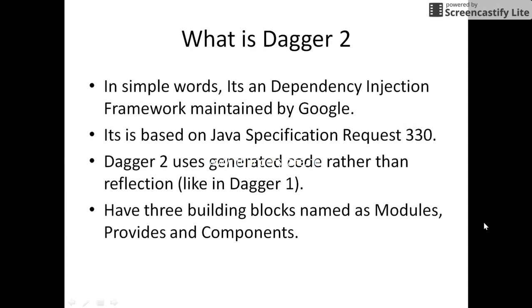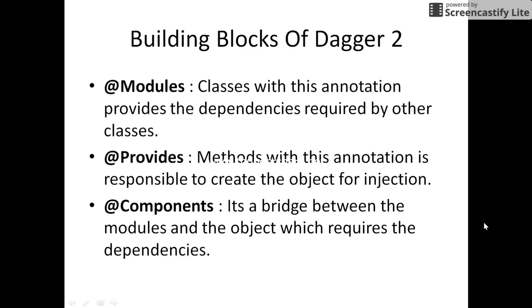Alright, the last point: Dagger 2 has three building blocks named module, provides and component, and I will definitely explain all of them in detail so you clearly understand how Dagger 2 works in general. So the building blocks of Dagger 2 are modules, provides and components. What are modules? Classes with the annotation that provide the dependencies required by other classes. Provides are the methods with this annotation, responsible for creating the object for injection. And component is a bridge between the modules and the object which requires the dependency.